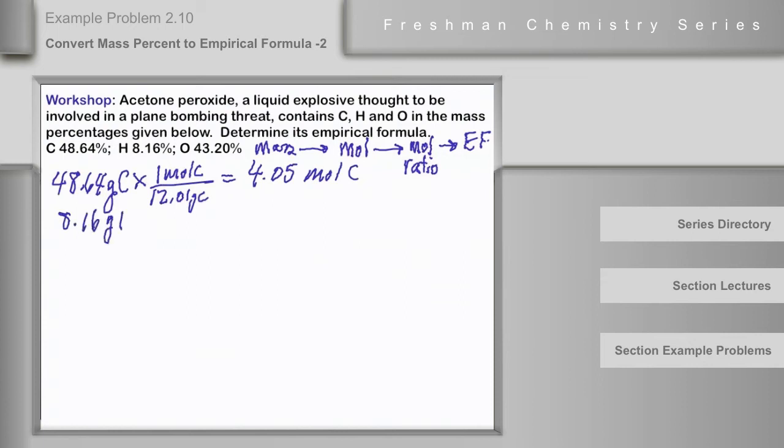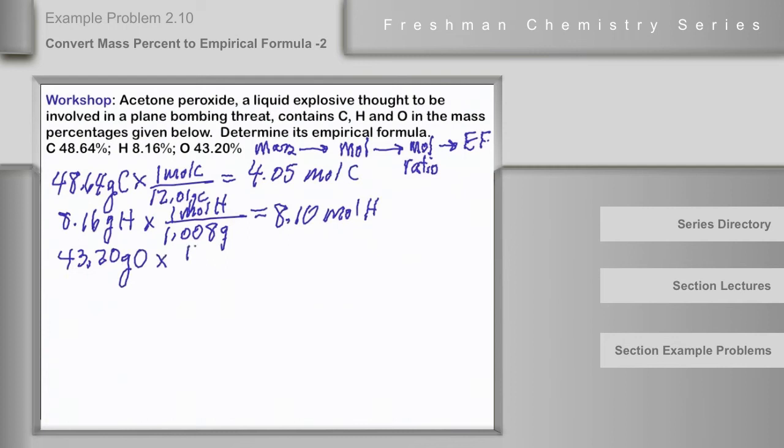We do the same thing for hydrogen, 8.16 grams of H times 1 mole of H, 1.008 grams of the same. That gives us 8.10 moles of H. Oxygen, 43.2 grams times 1 mole of O over 16 grams gives us 2.70 moles of O.